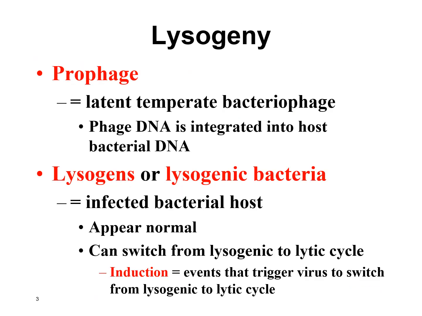And then just make sure you know the vocabulary words here. Remember, in the lysogenic cycle, the prophage is just the viral DNA that's inserted into the bacterial chromosome. And the lysogen is just the bacterial cell that has the viral DNA inserted into it.